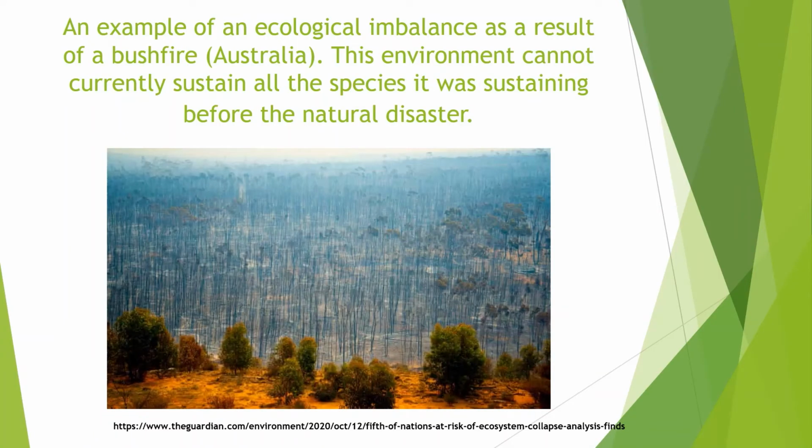Here is an example of an ecological imbalance as a result of a bushfire. This environment cannot currently sustain all the species it was sustaining before the natural disaster.